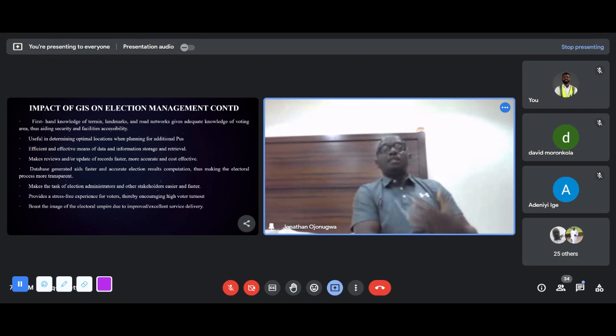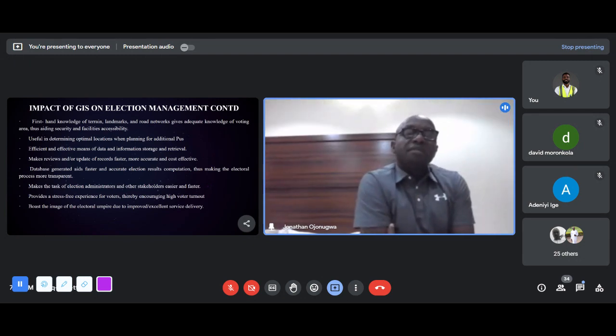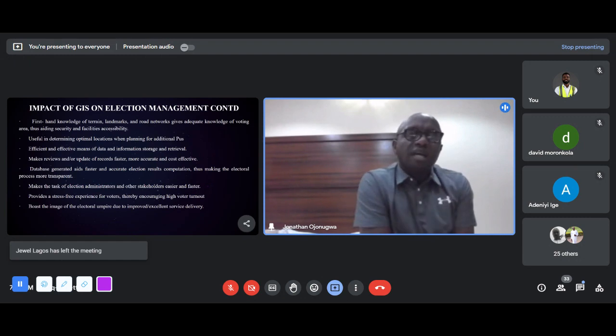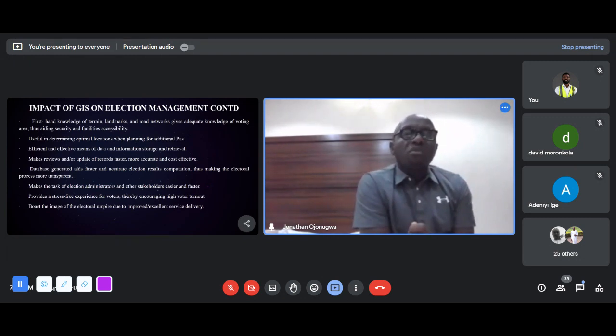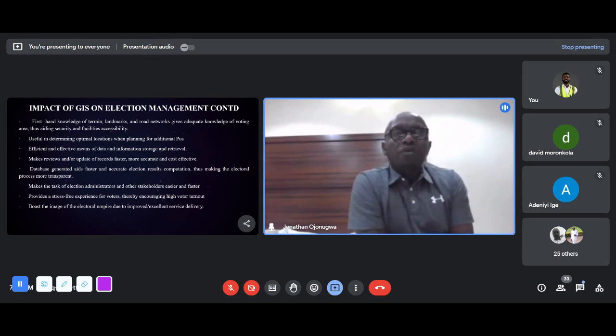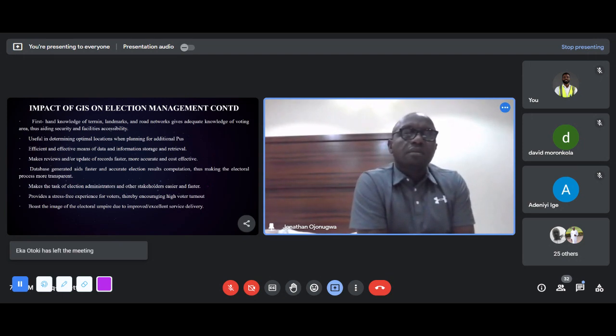We can see today, everybody is expected to go to his or her polling unit to check his or her name. It has been pasted around the country. But if we have a robust GIS database, from the comfort of our home, we can locate and view our polling units. It also boosts the image of the electoral umpire due to improvement and excellent service delivery.